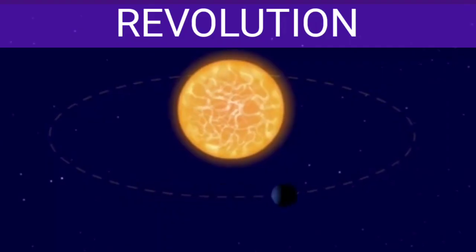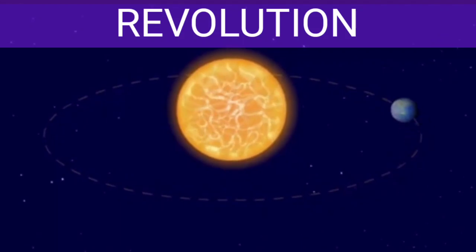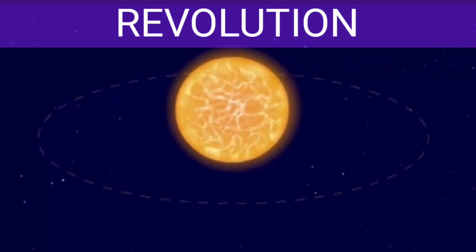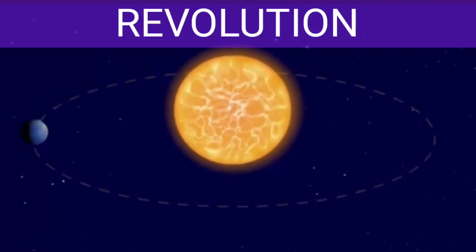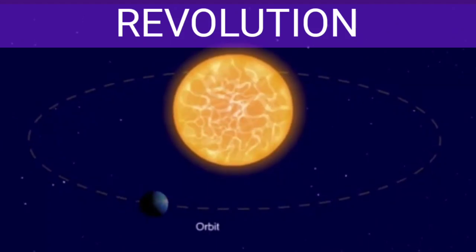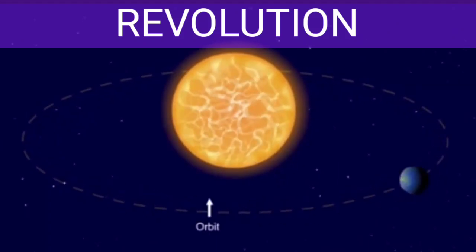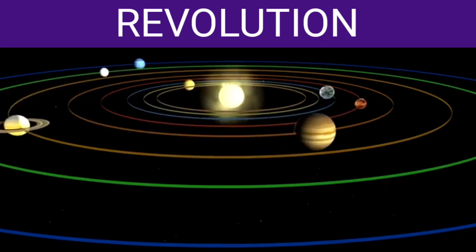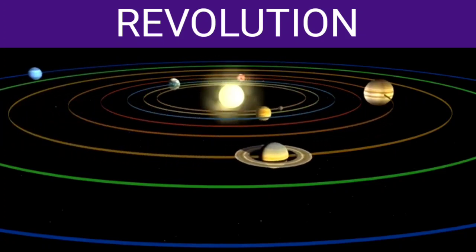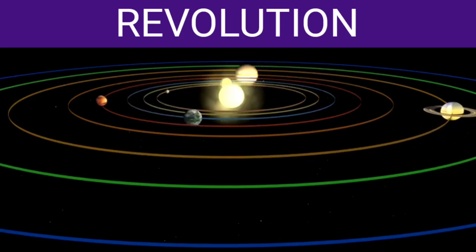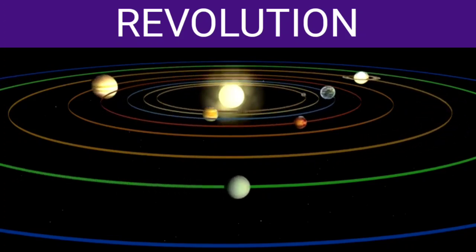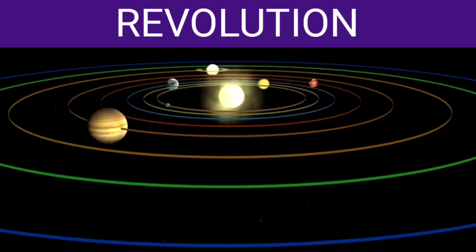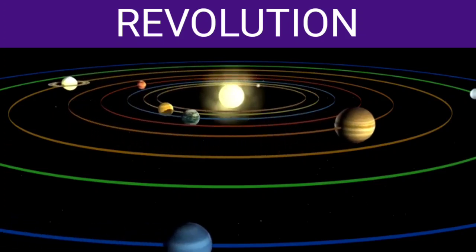The movement of the earth around the sun is termed as revolution, and it goes around the sun in a fixed elliptical path which is termed as orbit. Like Earth, all the other planets in the solar system also go around the sun, but in their own orbit. So that is the reason the planets in the solar system don't bump into each other.